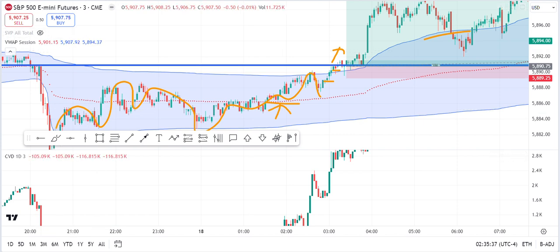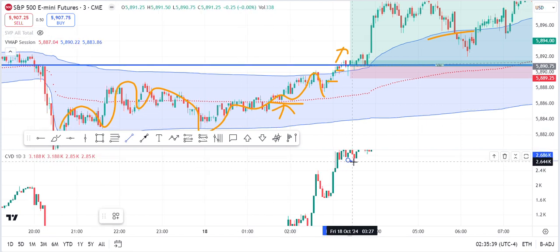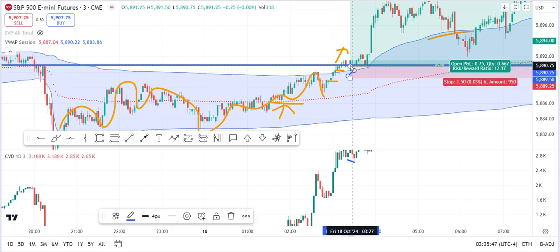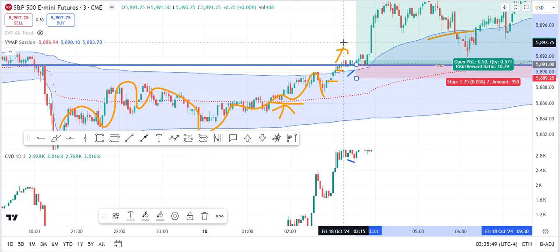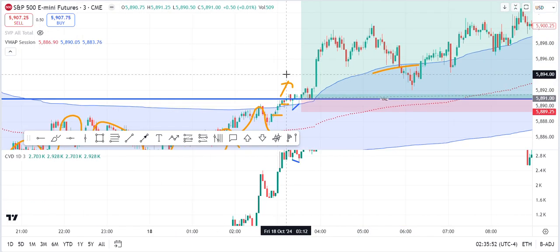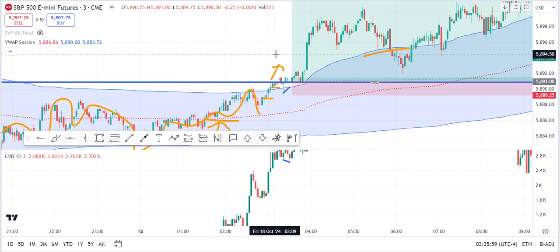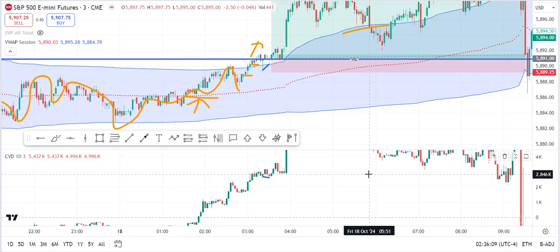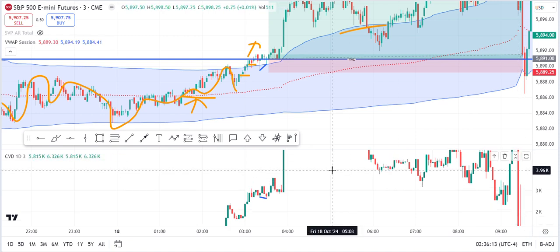As you can see, it's not a huge divergence, but there's a lower low here and a higher low here. When you're looking for buys, you want to always be looking at the lows on CVD and the lows on price, seeing if there's divergence in that. And if you're looking for sells, you want to look at the highs in CVD and the highs in price and look for divergence in that. Not all divergences are the same.